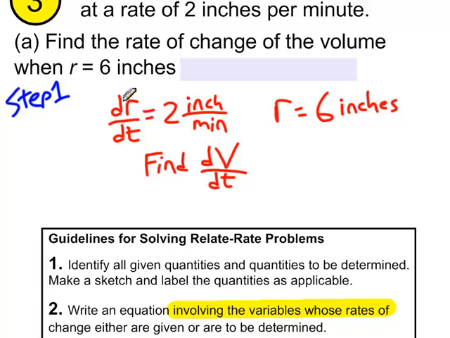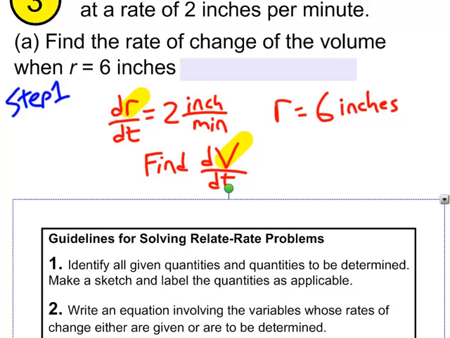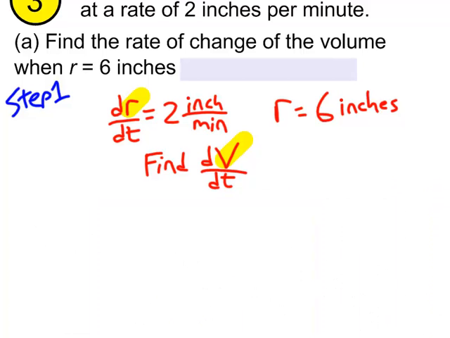So let's focus in on this. That's one rate of change. Here's another rate of change, the one to be determined. And we need an equation that relates r and v. R and v. And again, this is typically just a geometry equation. This is not a calculus step. This is typically a geometry step. So move that off to the side.